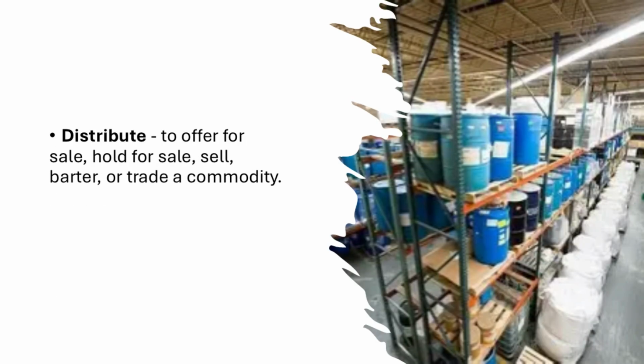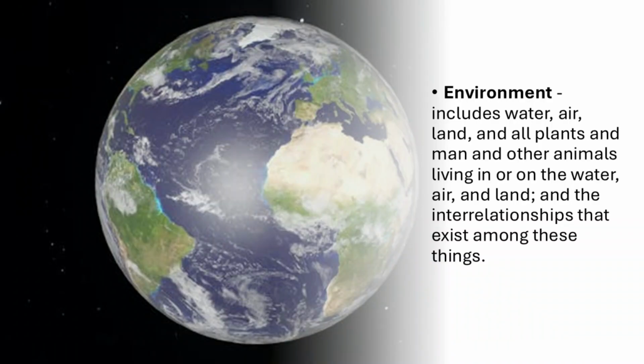Distribute. To offer for sale, hold for sale, sell, barter, or trade a commodity. Environment. Includes water, air, land, and all the plants and man and other animals living in or on the water, air, and land, and the interrelationships that exist among these things.